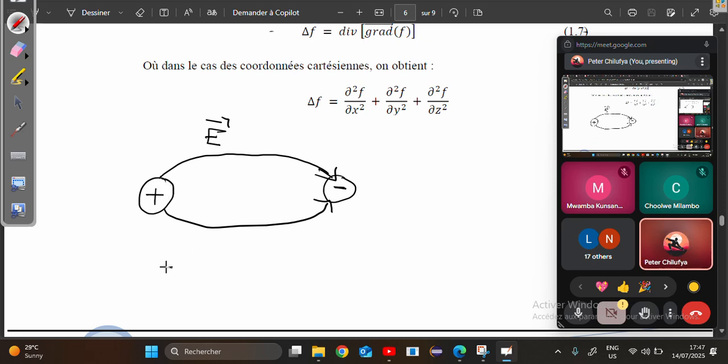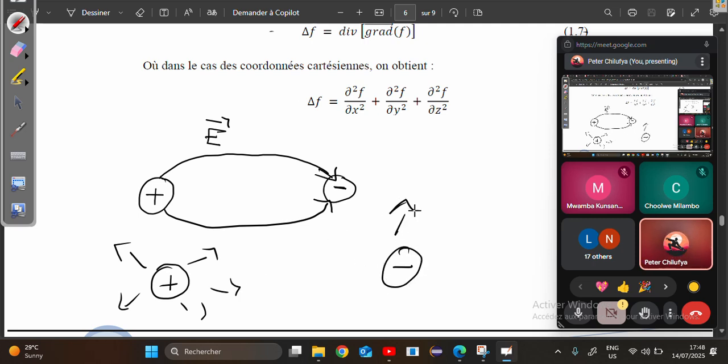At this point, this is how we represent the electric field. Then at this point, this is how we represent the electric field going inwards. Then when they come into contact, from the positive to the negative, this is the electric field, and this is the electric field.